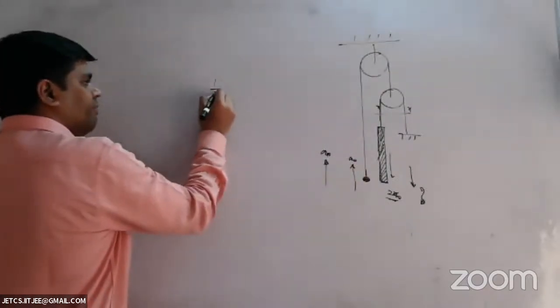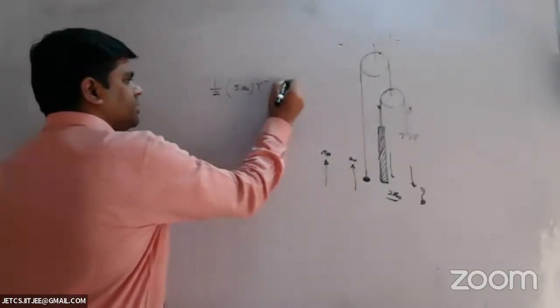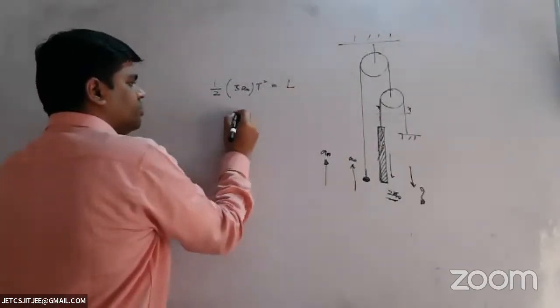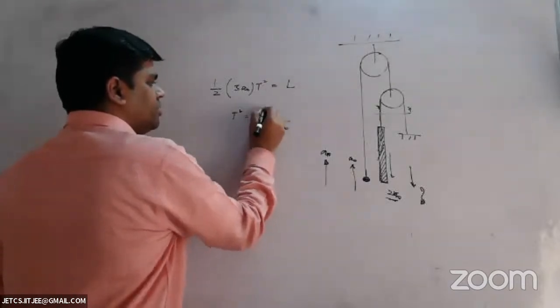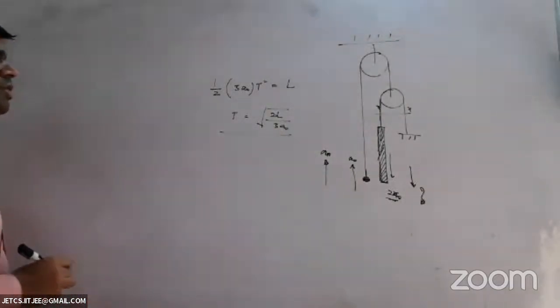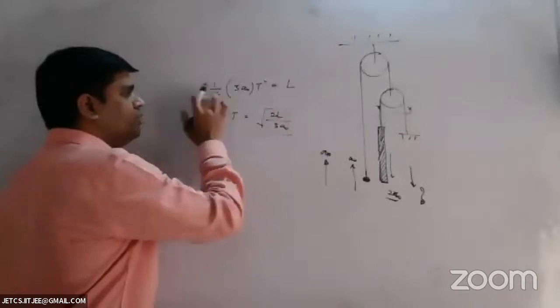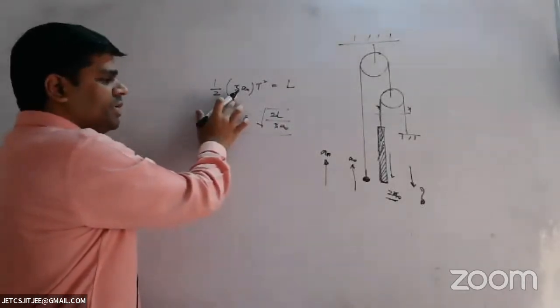So it'll have half times 3a naught t square equal to L. So t square is equal to 2L by 3a naught, under root. So t is equal to root of 2L by 3a naught. So all I have to do is find out a naught and plug it in this equation. All I did was s equal to ut plus half at square: L is equal to ut, where u is 0, plus half at square. a is the relative acceleration, 3a naught.